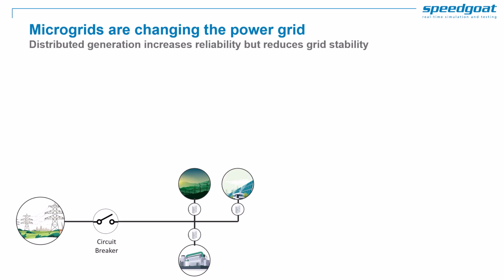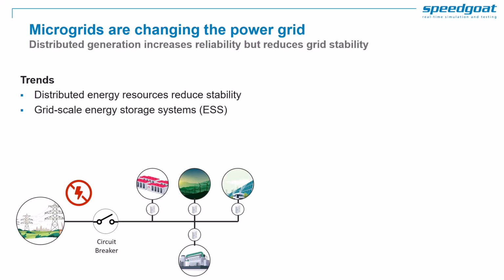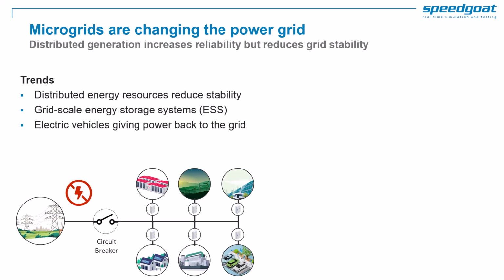So let's now look into how distributed energy generation or microgrids impact the overall power grid. Distributed energy resources can destabilize the grid. More grid-scale energy storage is needed to balance the variable output from renewable sources. For example, EVs provide energy back to the grid after they have been fully charged. In all cases, ensuring grid safety and stability requires testing methods to validate controllers in advance.